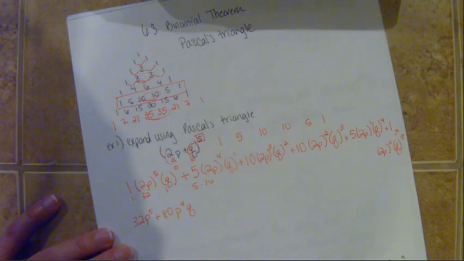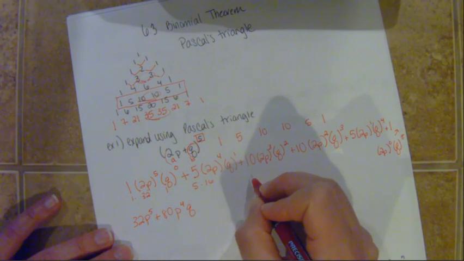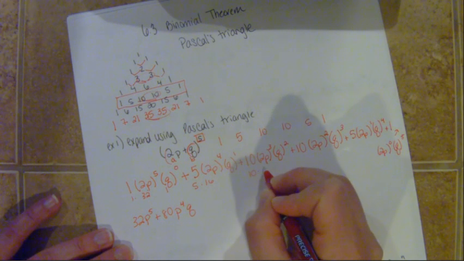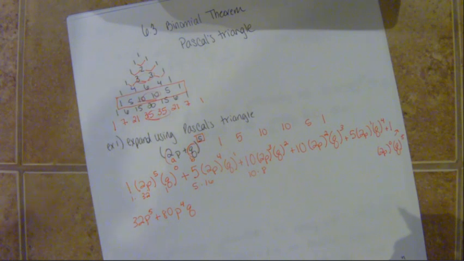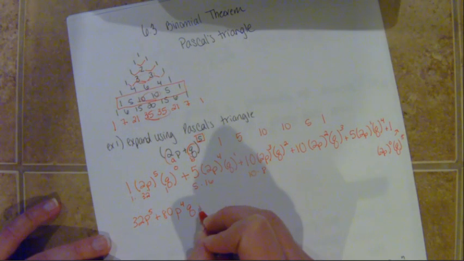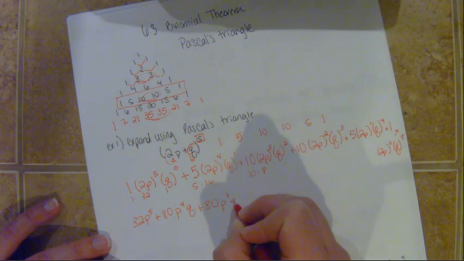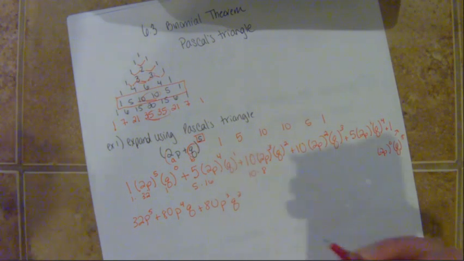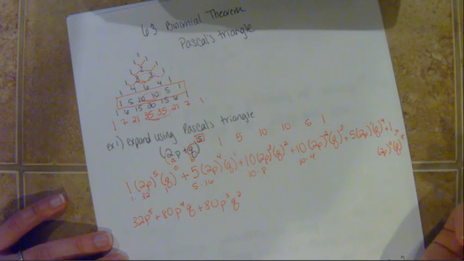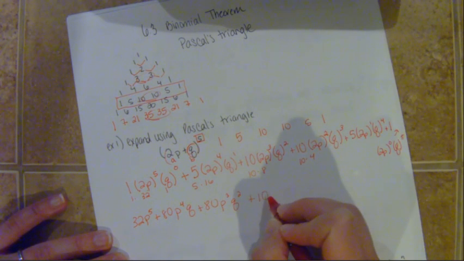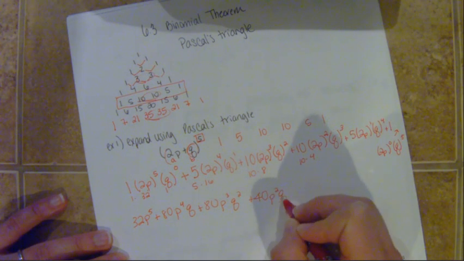So there's my q. And then I'm going to go ahead and take a 10. And 2 to the 3rd is 8. And so there is going to be an 80. And I have p to the third power, and I have q squared. And then I'm going to have this 10, and 2 to the second is going to be 4. So when I multiply those together, I'm going to get 10 times 4, which is 40. And I have p to the second and q to the third.